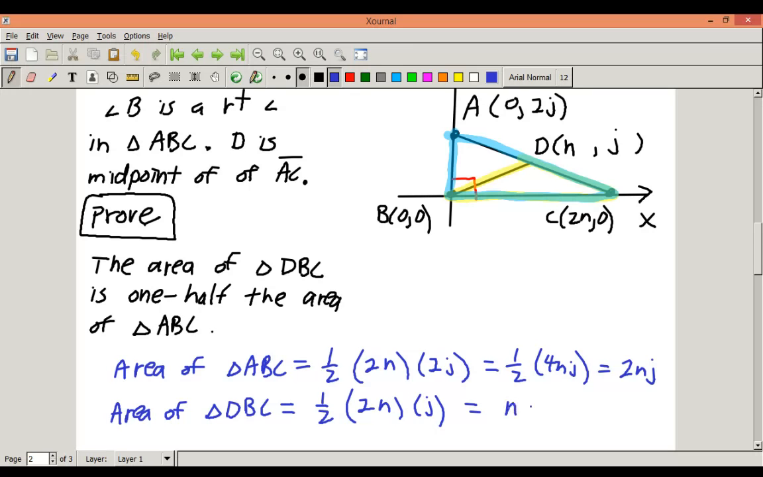And so you can see from the two results there that there's the area of the larger one, and there's the area of the smaller one, and the smaller one has exactly 1/2 of the area of the larger one. Okay, so that's a legitimate method of proof, just like a two-column proof is.